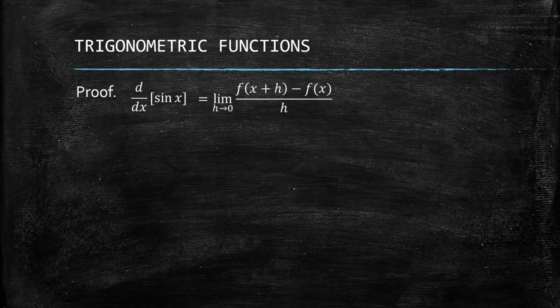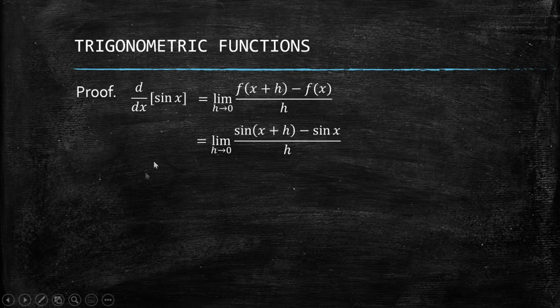So again, this is the limit definition. We have f of x plus h minus f of x all over h as h approaches 0. Take note that our function is sine x. So we simply substitute x plus h into our sine function here, and then f of x is simply sine x. Now observe that this is sine of x plus h.